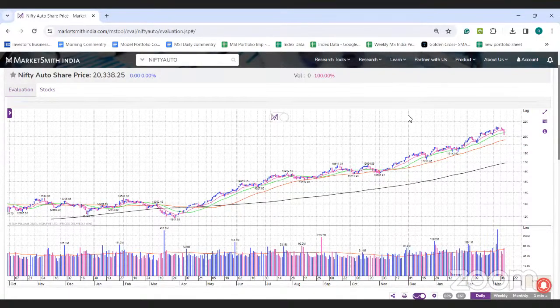Still, after some time a phase comes of technical correction, because the excess in the market comes out, and the stock or the index tests its key moving averages. So whenever the index or the stock is extended, you need to be careful.